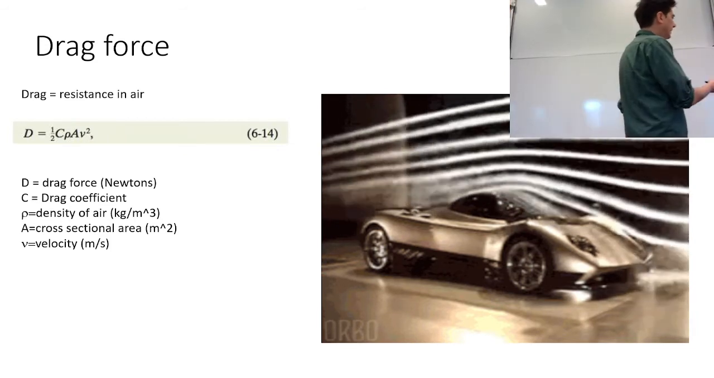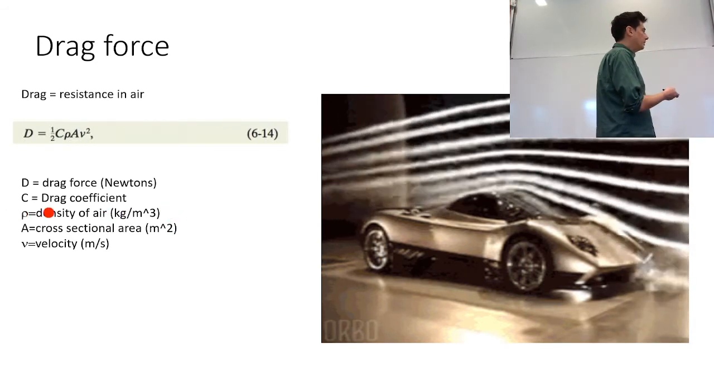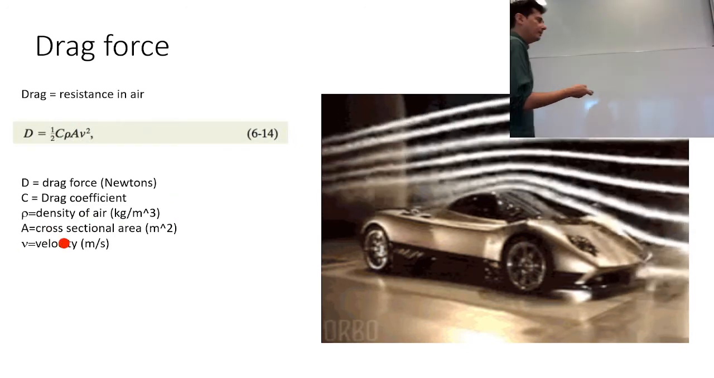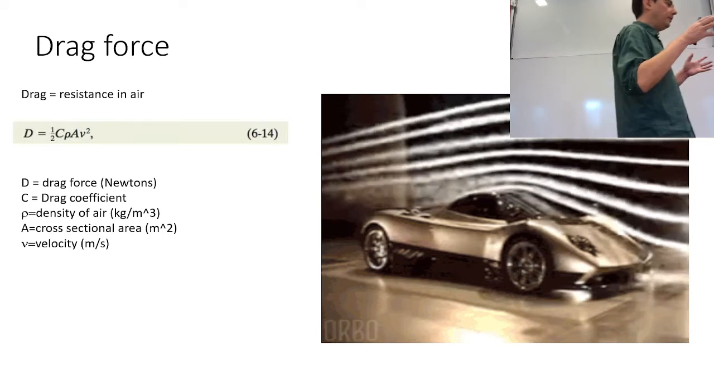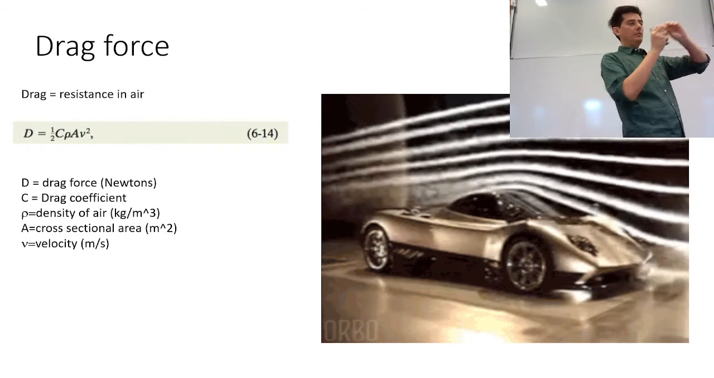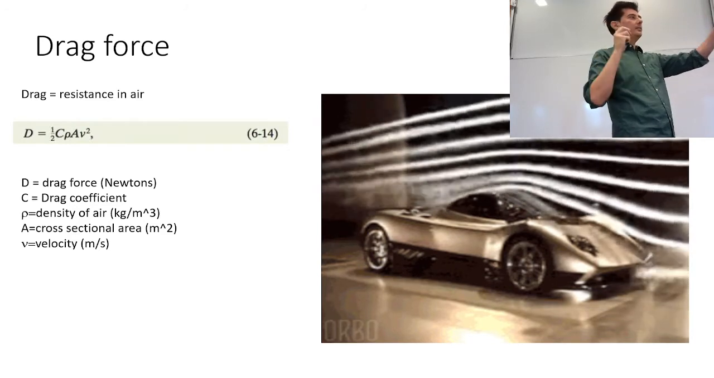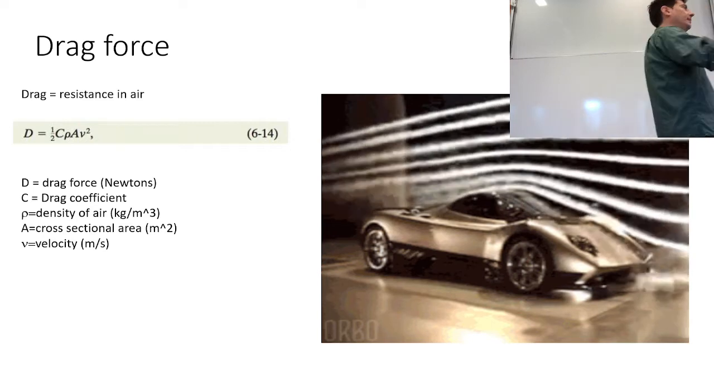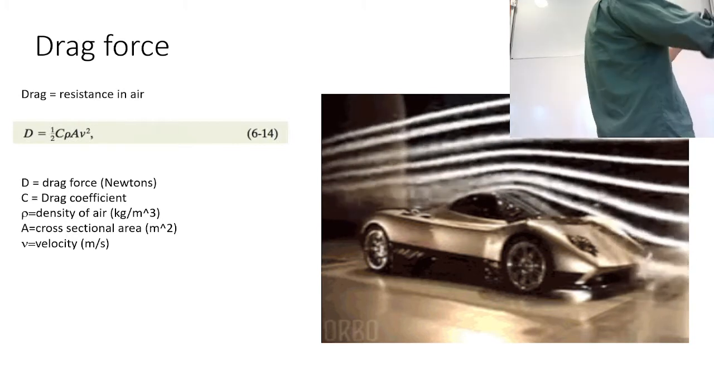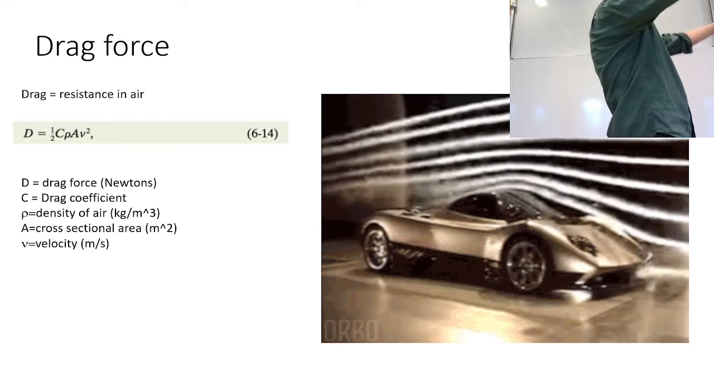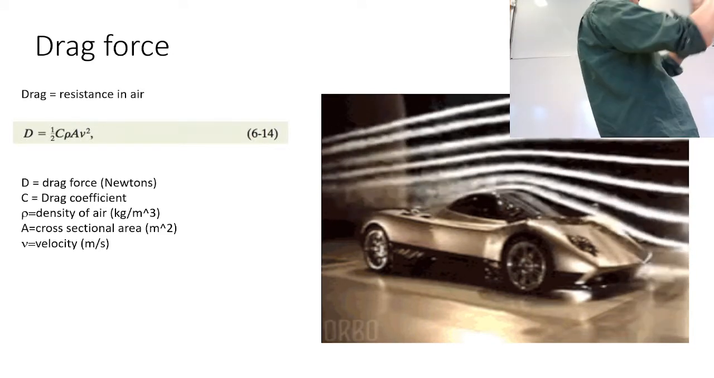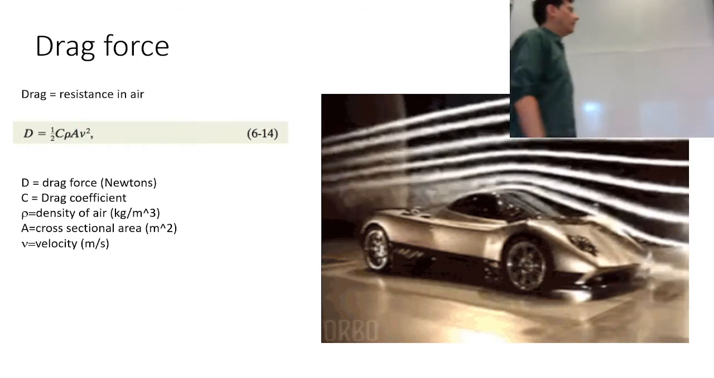So the density of the air is in units of kilograms per meter cubed. A is the cross-sectional area. Things like an arrow have a very small cross-sectional area, right? It's very long and thin, so the actual area that's hitting the movement is very small. In terms of this car, it would be like if you took a photo of the car from the front and you see its profile. You just see the shape of it from the front. That would be the cross-sectional area.